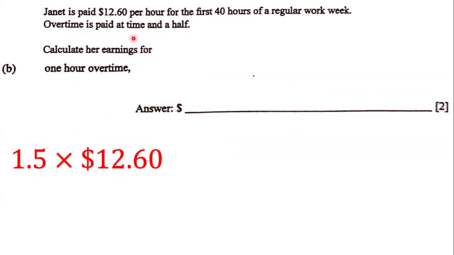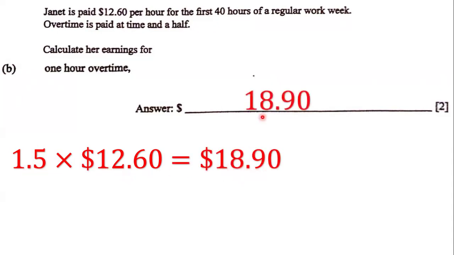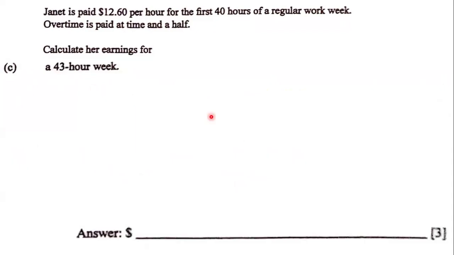But in this case, they said time and a half, so you're going to multiply the hourly rate, which is $12.60, by 1.5. And so we have 1.5 multiplied by $12.60, and that gives us $18.90. And so that means that our earnings for 1 hour of overtime is $18.90.